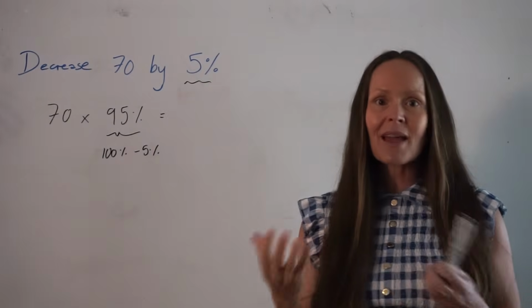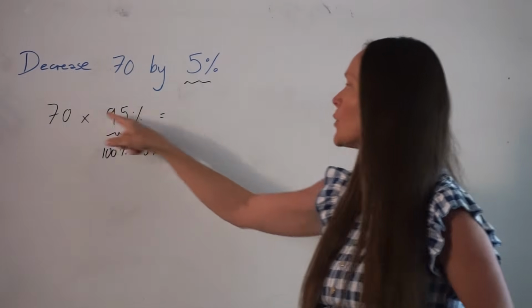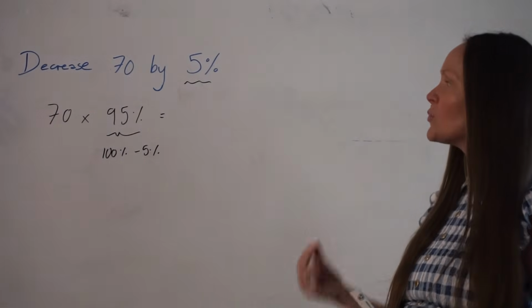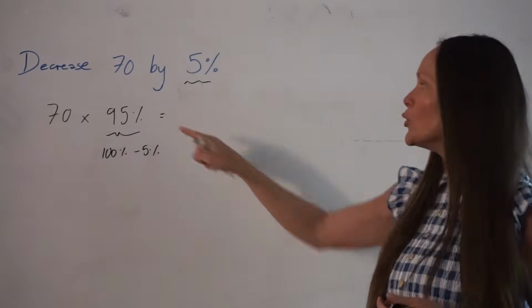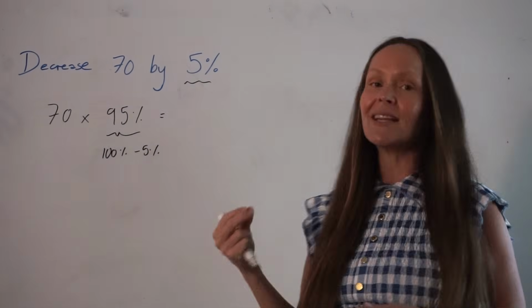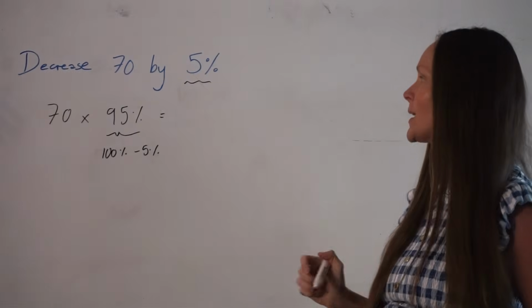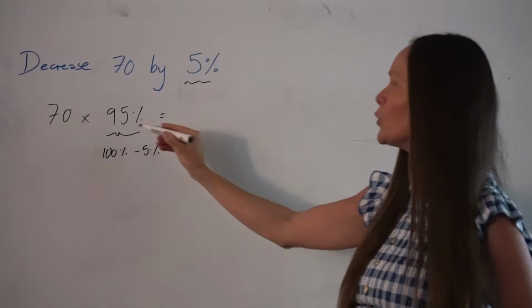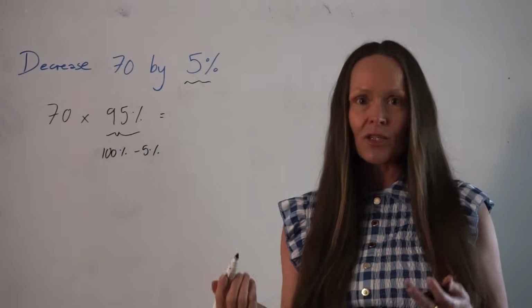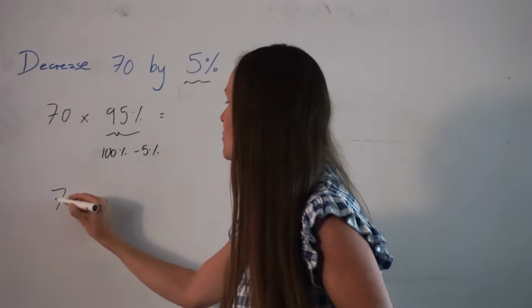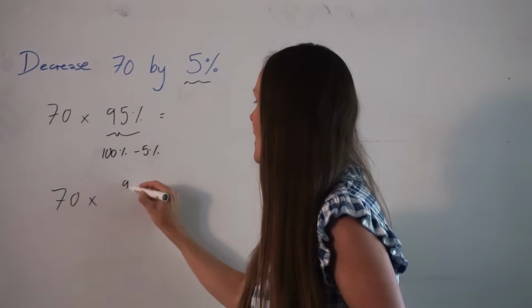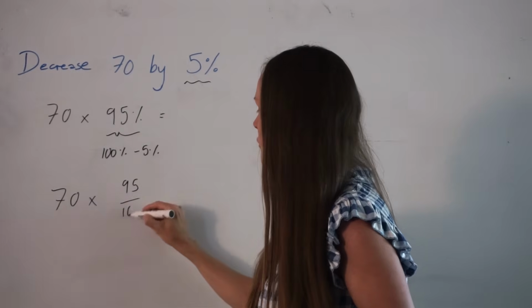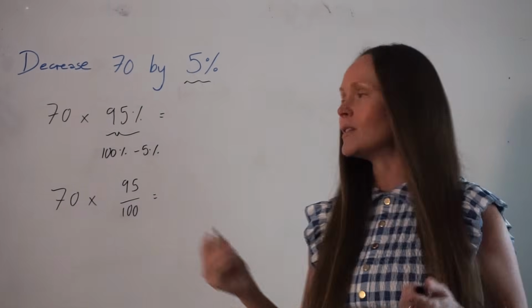If you type that into the calculator, it's going to give you the correct answer straight away. Just be careful if you use this method, you must type the percent symbol into your calculator if you do it like that. Alternatively, you could write the percentage in fraction form instead. So you could multiply 70 by 95 out of 100. That's going to give you the same thing.